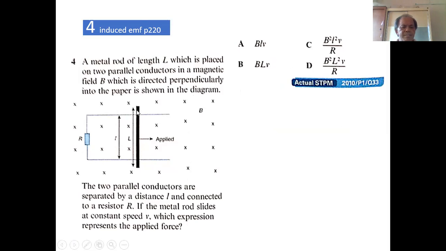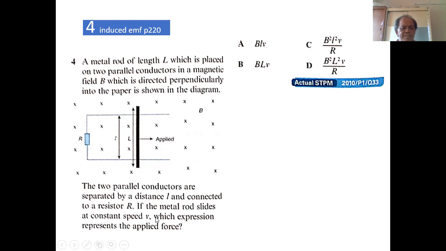A metal rod of length L, that is your whole length, is placed on 2 parallel conductors in a magnetic field. There's a magnetic field B, directly perpendicular into the paper as shown in the diagram. The 2 parallel conductors are separated by a small l, the distance between them, and connected to a resistor R. The metal rod slides at constant speed V.